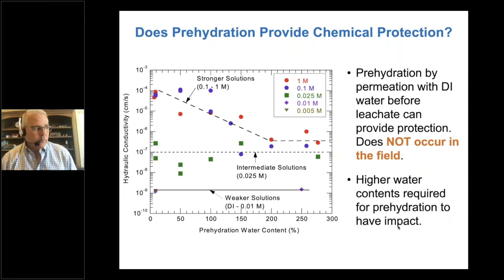I talked about prehydration. Is that important? One of the things that's often considered based on some of the literature is, what if we have wetted the GCL with something that was less concentrated early on? For example, if we pumped water through it, would that provide us with some chemical protection? We call that prehydration. And what we know from practice is that while we can run research experiments and show that we can get a prehydration effect that will prevent changes in hydraulic conductivity, the water contents that we need to achieve that protection are not realized in the field from subgrade hydration. A GCL will hydrate in the field on a subgrade up to a water content of 80 to 100% or so, gravimetric. To get the impacts of prehydration, we have to be on the order of 200% water content or more. So we don't see that very commonly.